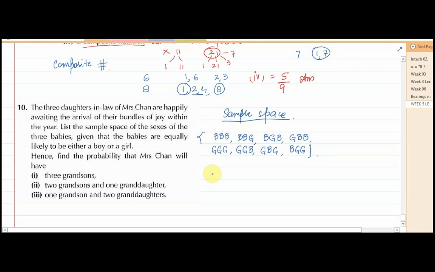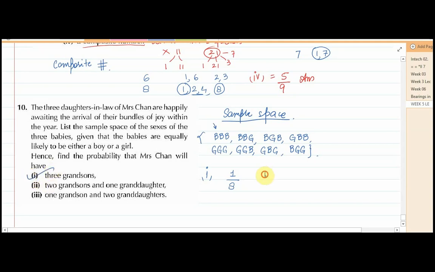Now you need to find the probability for the first part, 3 grandsons. Now the probability of 3 grandsons is valid only for one option, right? So it will be 1 divided by the sample space, which is 8. So the probability that she will have 3 grandsons is 1 over 8.